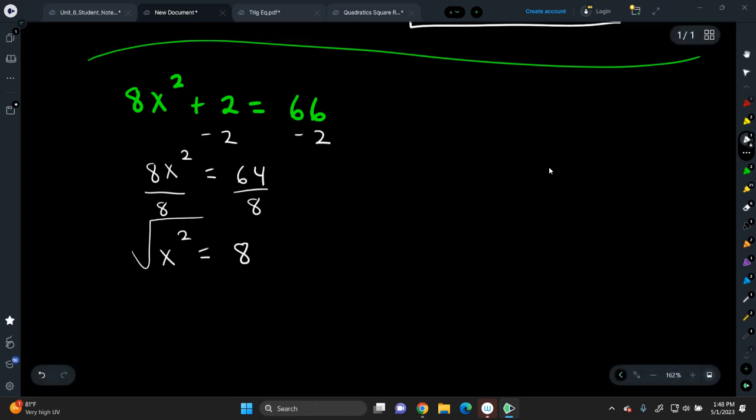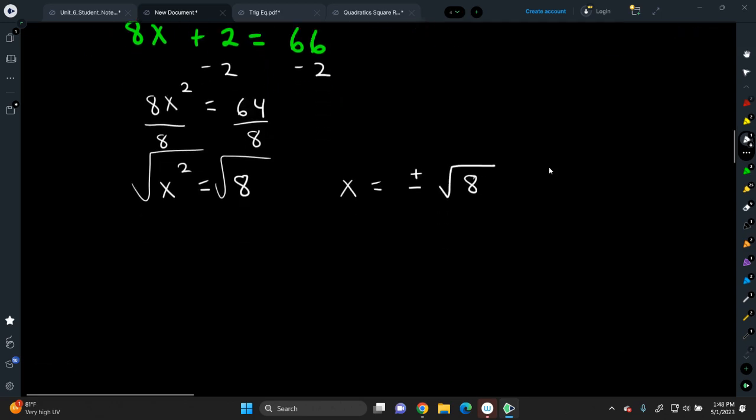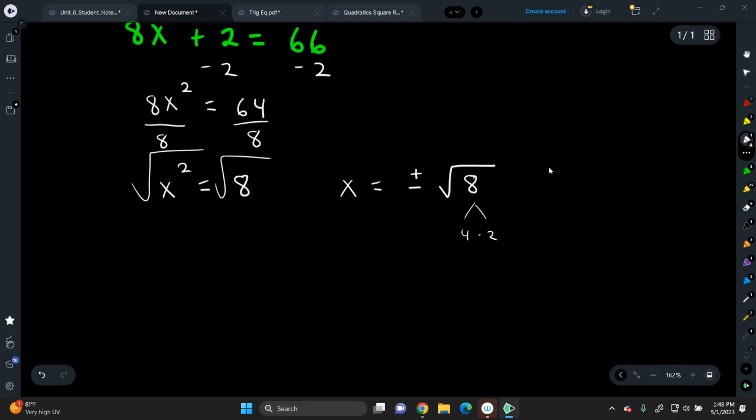So we're going to take the square root of both sides. So x equals plus or minus the square root of 8. Can I simplify that square root of 8? Yeah. Because 8 is 4 times 2. And do we know the square root of 4? 2. So it's x equals plus or minus 2 root 2. And that's our final answer.